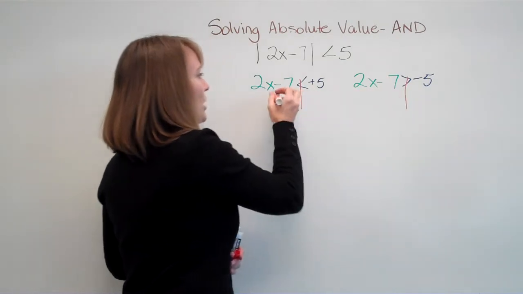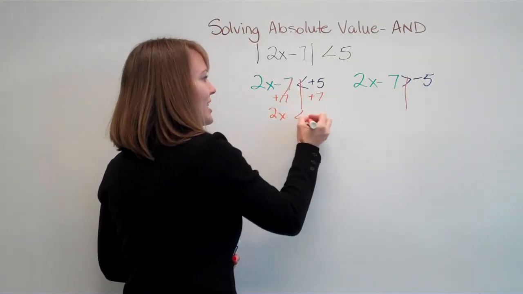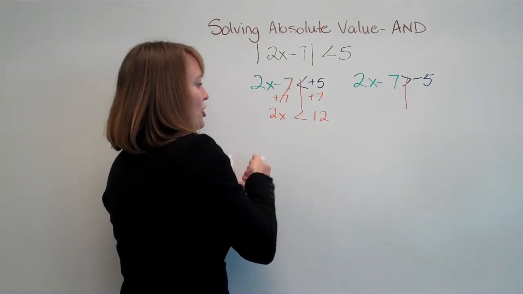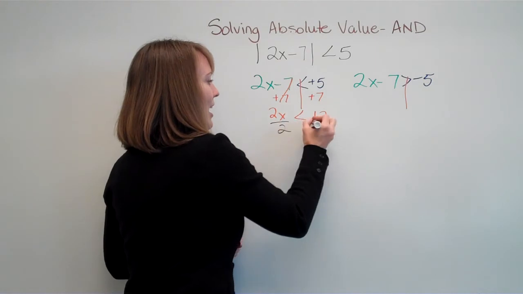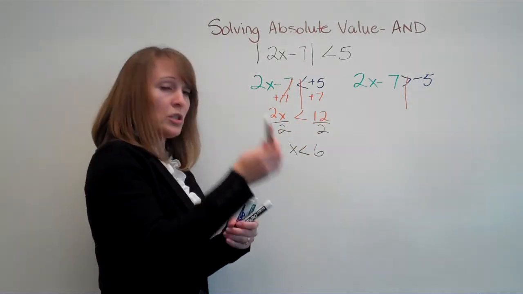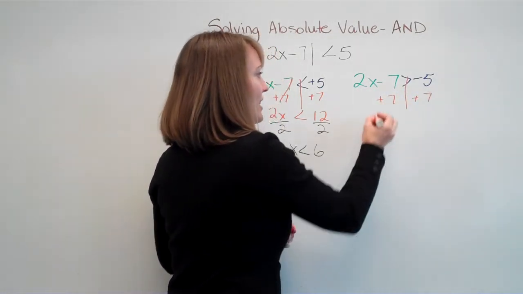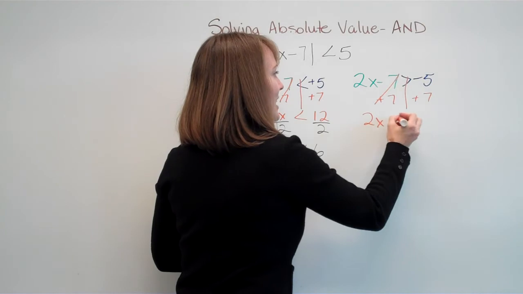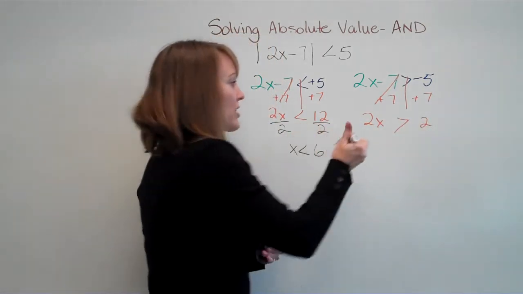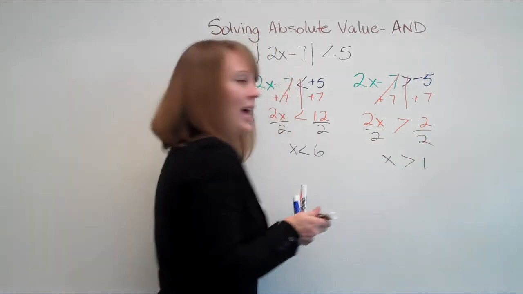All right, now we just have 2 inequalities to solve, and we like this part because this is nice and easy. So we're going to add 7 to both sides. We'll have 2x is less than 12. And then when I divide both sides by 2, I'm going to have x is less than 6. We'll do the same thing over here. We're going to add 7 again to both sides. We're going to have 2x is greater than positive 2. And when we divide out by 2, now I'm going to have x is greater than 1.